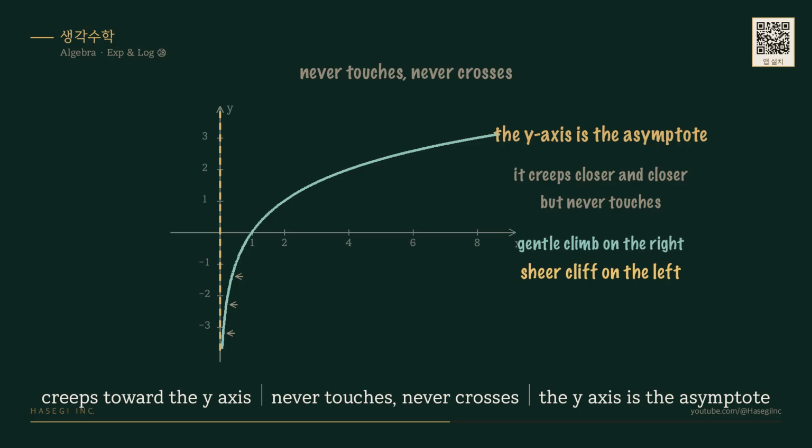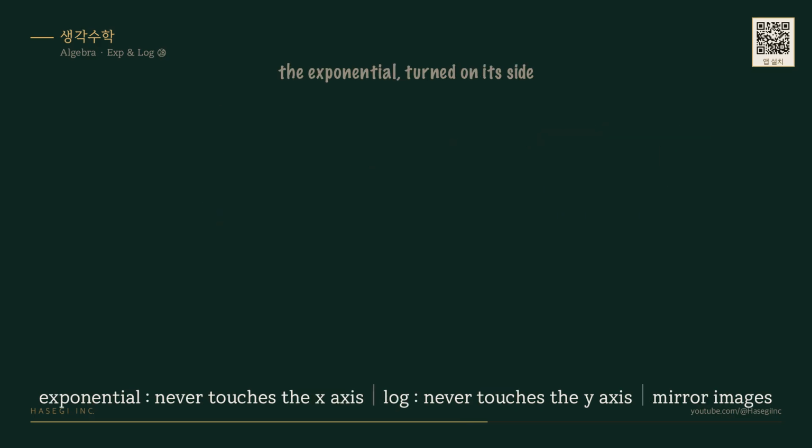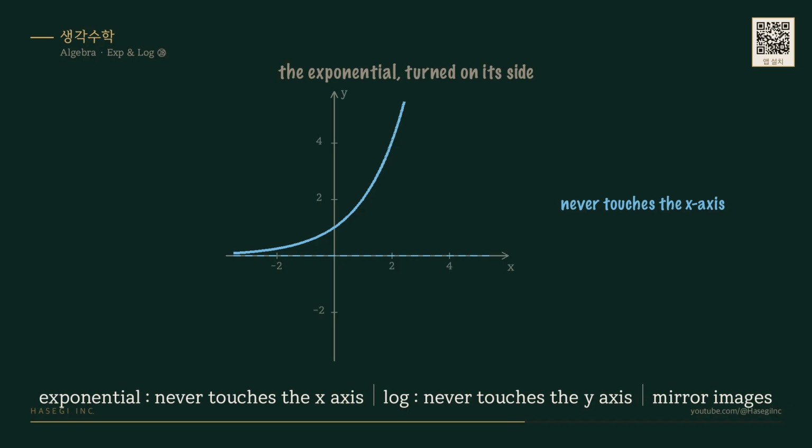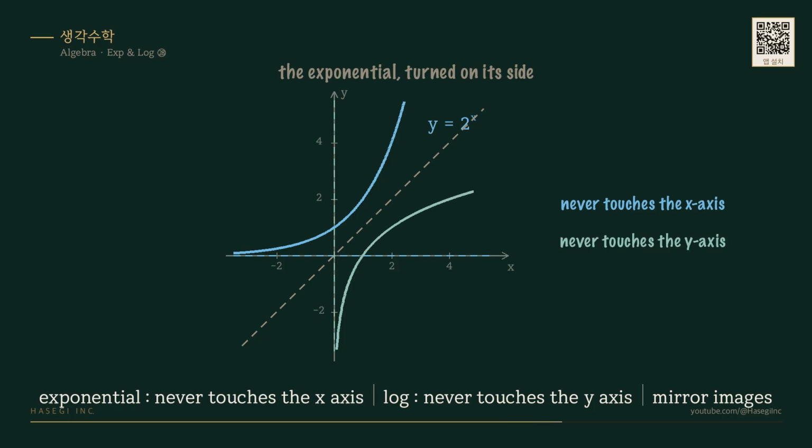Rising slowly on the right, dropping like a sheer cliff on the left, that is the shape of a logarithmic graph. Seen in the mirror, all of this is obvious. 2 to the x is always positive, so the exponential never touches the horizontal axis. Flip that horizontal asymptote and it becomes the vertical asymptote of the logarithm. The fact that an exponential can never give out 0 turns into the fact that a logarithm can never take in 0.